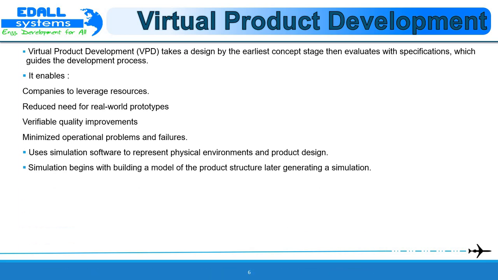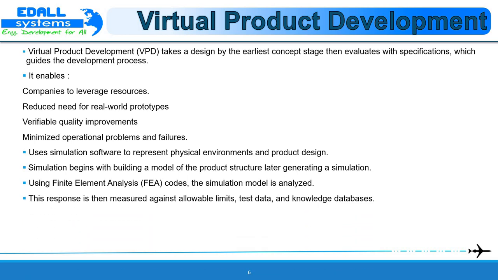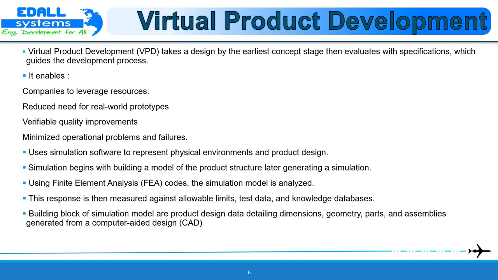Simulation begins with building a model of a project structure and generating a simulation of its operating environment. Then, using specialized simulation software called finite element analysis codes, the simulation model is analyzed to determine how it responds to the imposed environment. This response is then measured against allowable limits, test data, and knowledge databases. It is the product design data detailing dimensions, geometry, parts, and assemblies, generated from a computer-aided design (CAD) process, that are the building blocks for a simulation model.